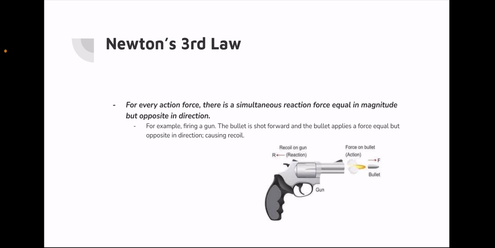Newton's third law. For every action force, there is a simultaneous reaction force equal in magnitude but opposite in direction. A good example of this is recoil when shooting a bullet from a gun. The bullet is shot forward and a force is being applied to the gun with equal force but opposite in direction.